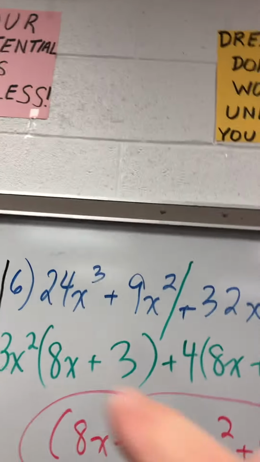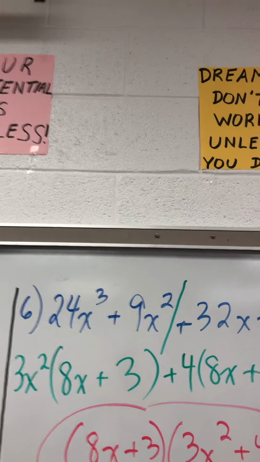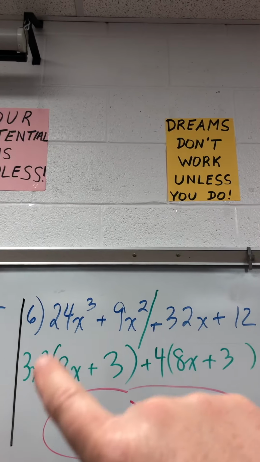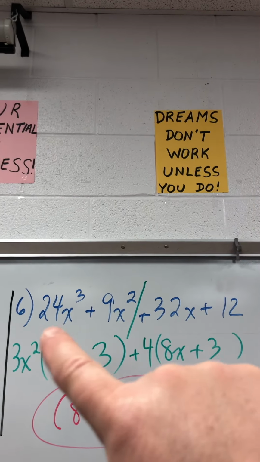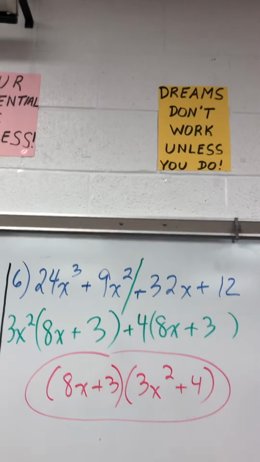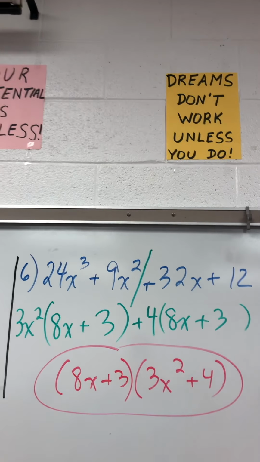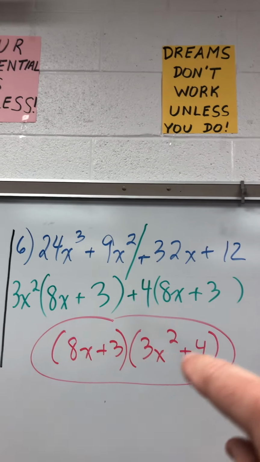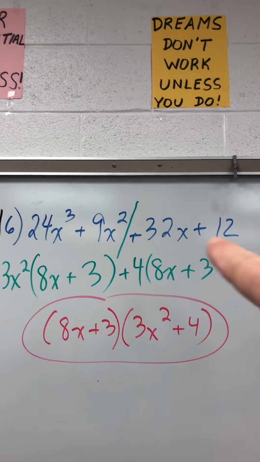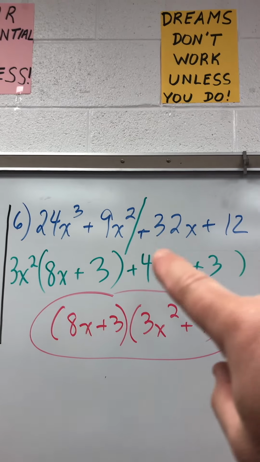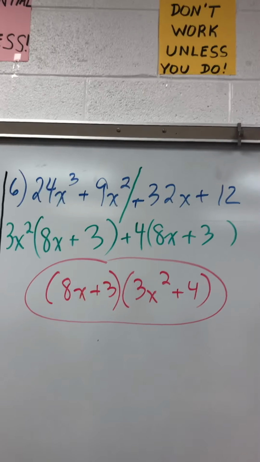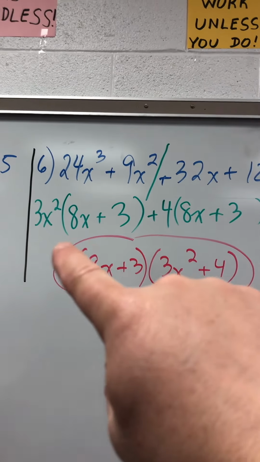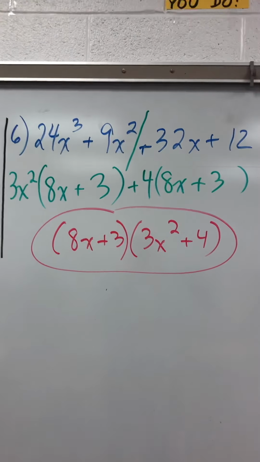In this problem, there's a number as well as x^2 that's common to both. So not only is x^2 common, but 3 goes into both 24 and 9. So taking out 3x^2, you're left with 8x + 3. Over here, 4 is common to both. Taking out 4, you're left with 8x + 3. 8x + 3 is common. You're left with 3x^2 + 4.